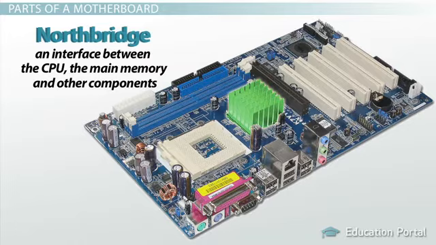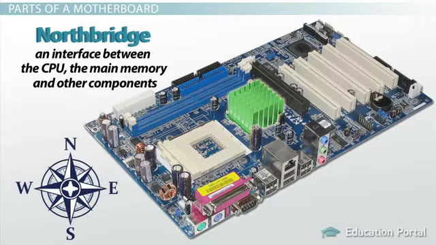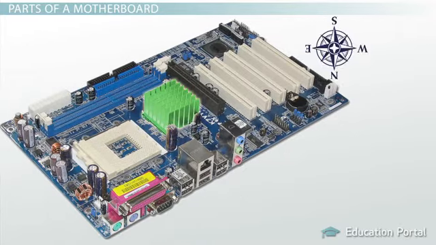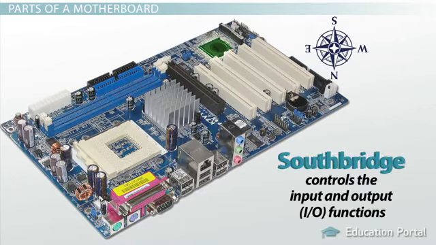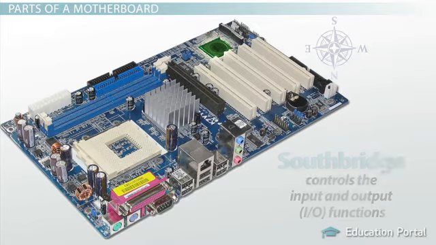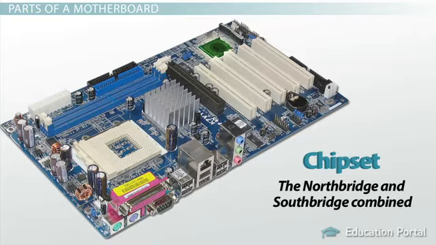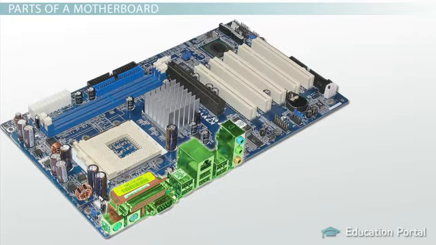A chip forms an interface between the CPU, the main memory, and other components. On many types of motherboards, this is referred to as the North Bridge. This chip also contains a large heatsink. A second chip controls the input and output, or I/O, functions. It is not connected directly to the CPU, but to the North Bridge. This input-output controller is referred to as the South Bridge. The North Bridge and South Bridge combined are referred to as the chipset. Several connectors provide the physical interface between input and output devices and the motherboard. The South Bridge handles these connections.